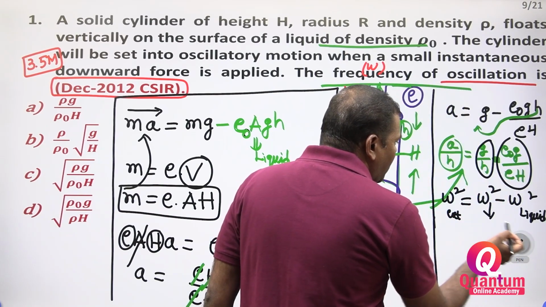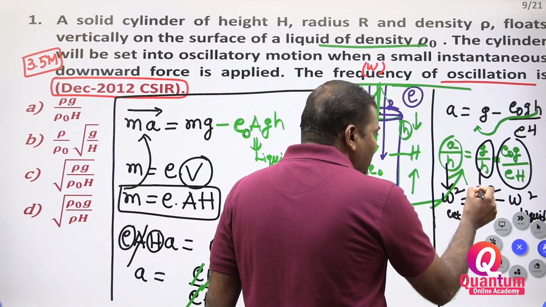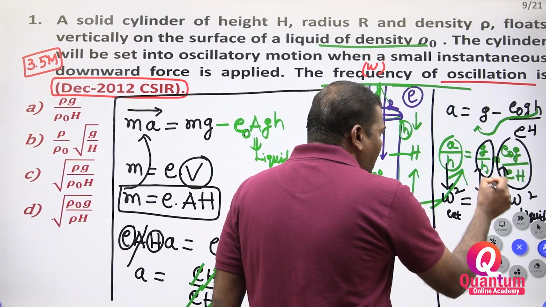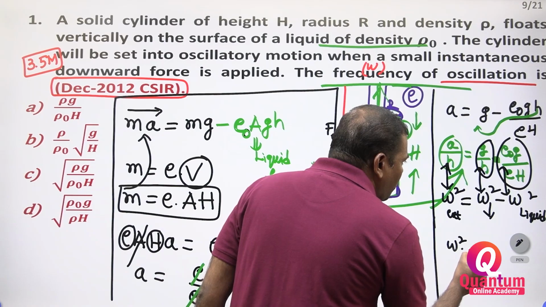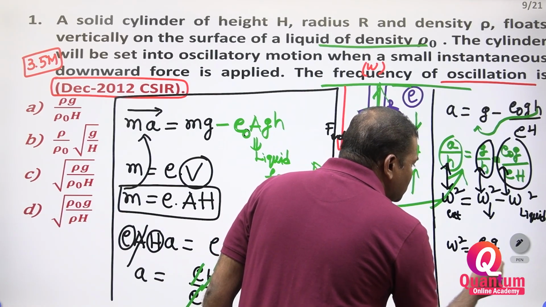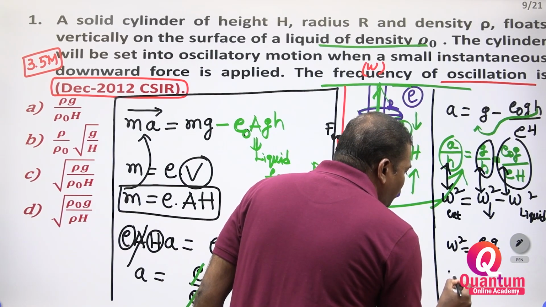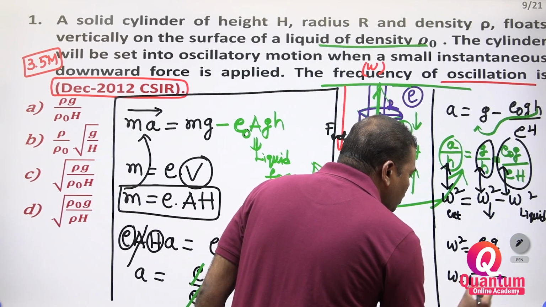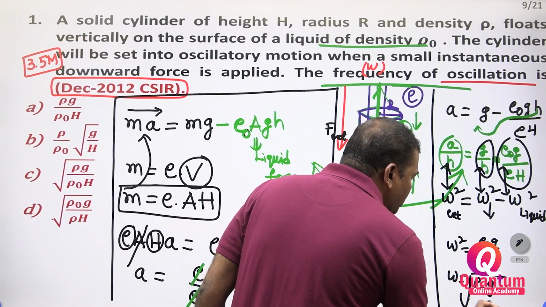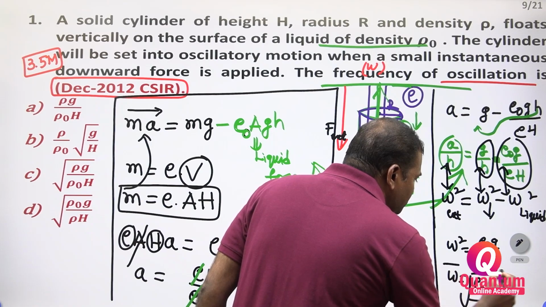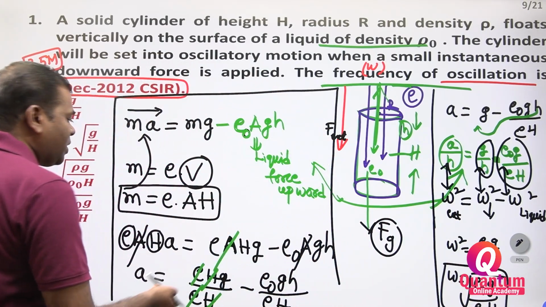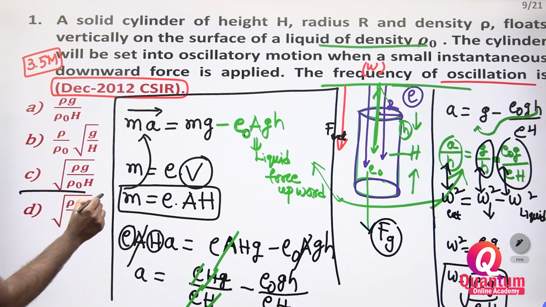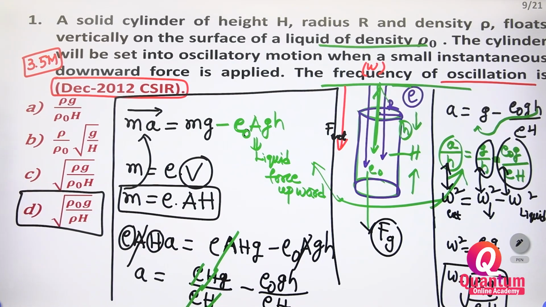So omega naught, you have to compare this value, right? Omega square is equal to rho naught g by rho h. Therefore, omega is equal to square root of rho naught g by rho h. This is your answer. Angular frequency of the oscillation is equal to square root of rho naught g by rho h. What is your option? Option D is correct.